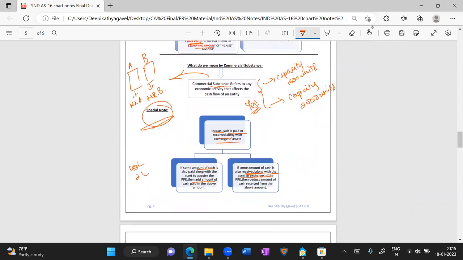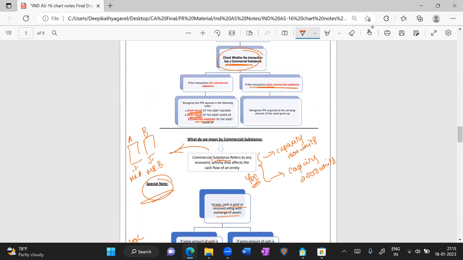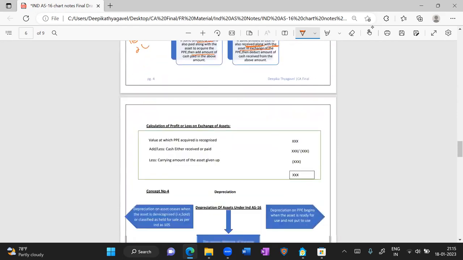Right? These special notes are basically what you will see in your questions. More question oriented. The concept we have learned was this. Now in this question, you will see additionally dealing with cash also. So then how to treat it, I have just given you a small briefing.